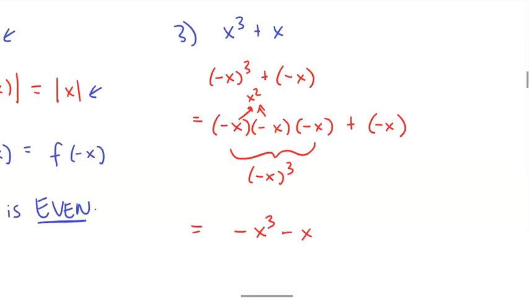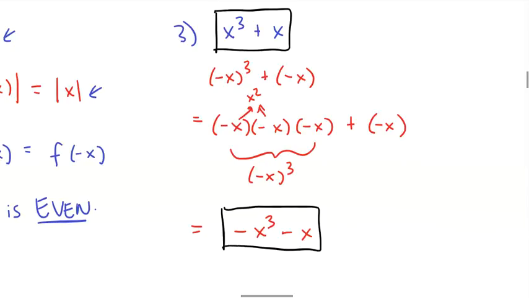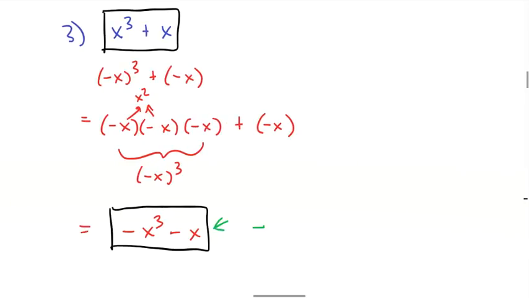So now what we end up with is something different than our original. Our original was x cubed plus x, and our final was negative x cubed minus x. But one thing you can notice is if we factor out a negative 1 from our final answer, we'll have negative times x cubed plus x. And this inside function is the same as this function.